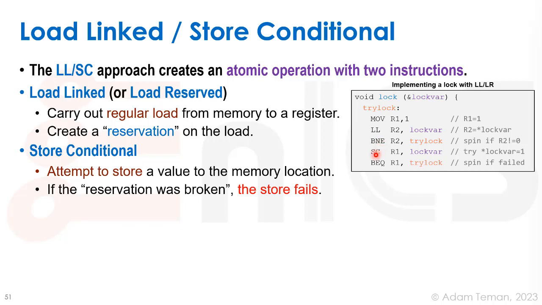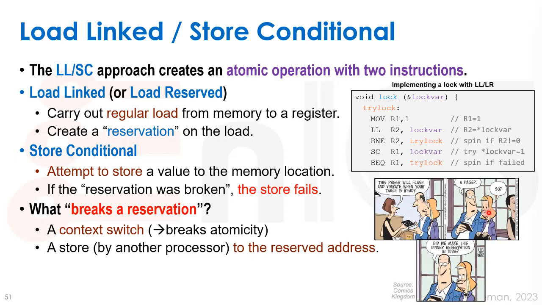Once it was 0, it falls through, and then it applies this store conditional. It wants to write 1 into the lock variable. So this store conditional will either write a 1 into the lock variable, which means that I actually acquired the lock, or it will fail. And if it fails, it's going to return a 0 over here, and then we have a branch equal. So we're going to, again, go and spin on this. Store conditional will fail if we did not still have the reservation.